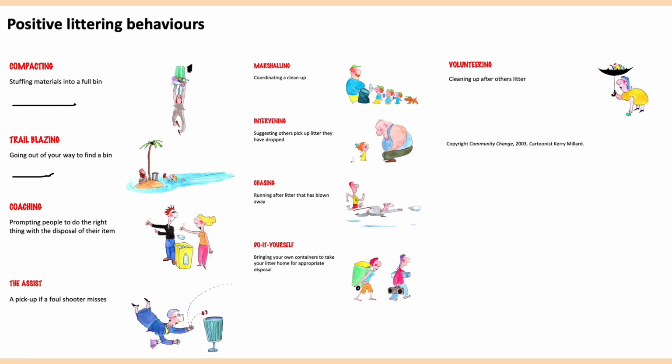So this one here, trailblazing. This is going out of your way to find a bin. So I know I've done this. When I go for picnics and there's not a bin close to me, I make it a mission, or I go out of my way to find a bin to put rubbish in. I don't just leave it on the ground. Even if that means walking longer than I need to, or walking to the next park over, I go out of my way to find a bin. So have a read through these and see if you can spot any that you do or any that you've seen someone else do.